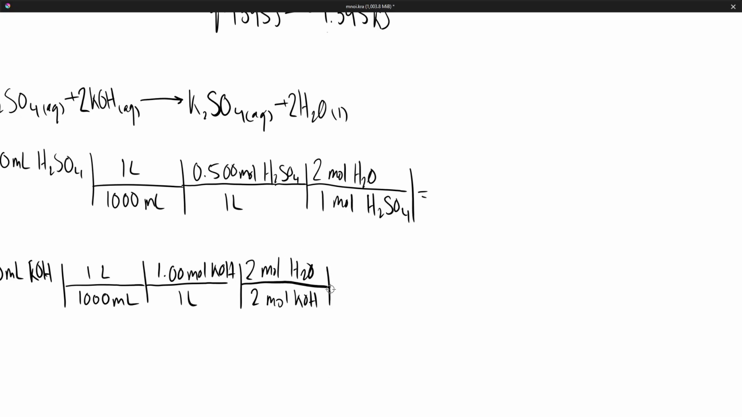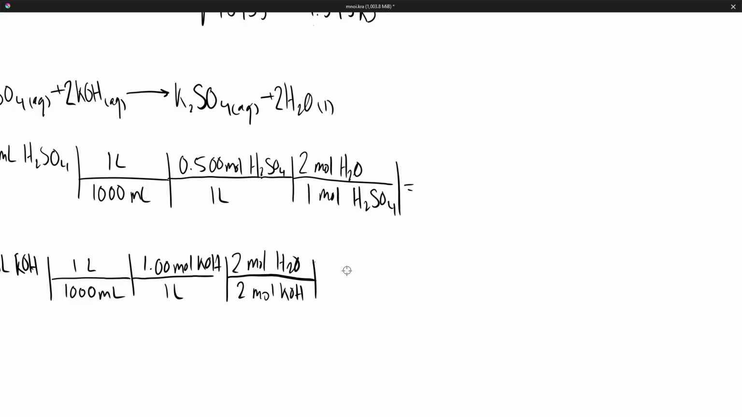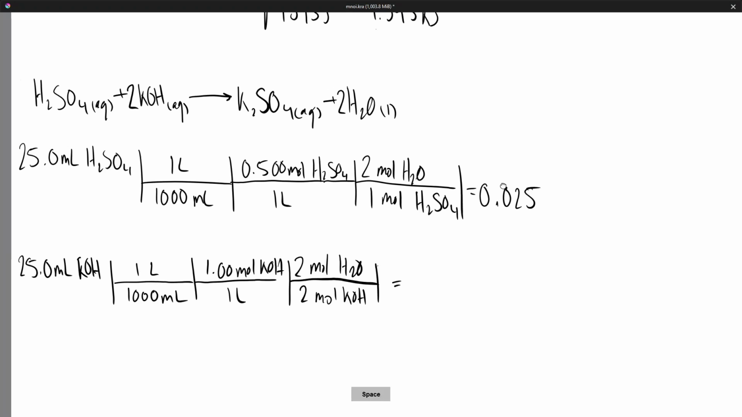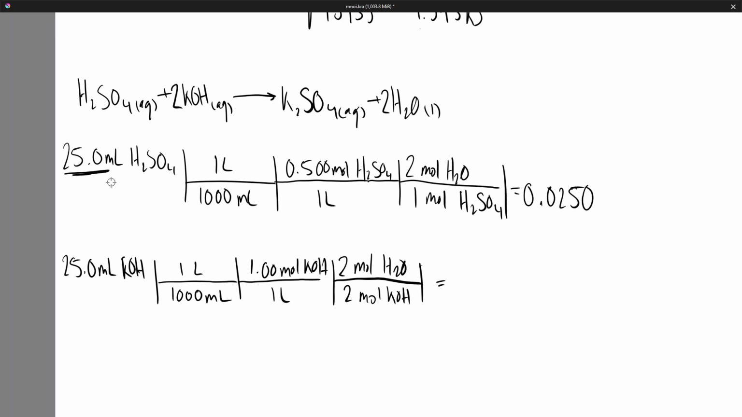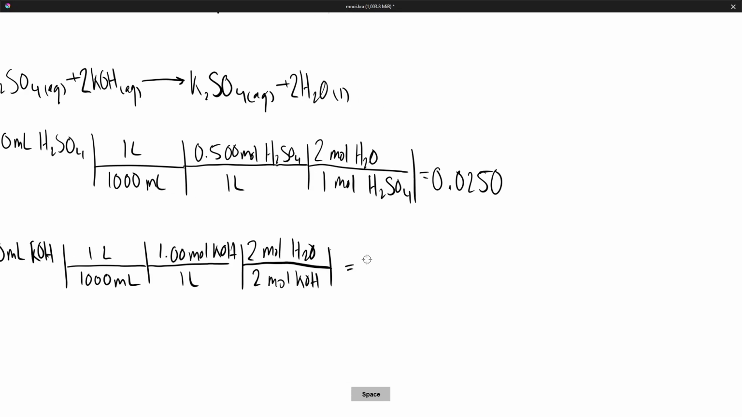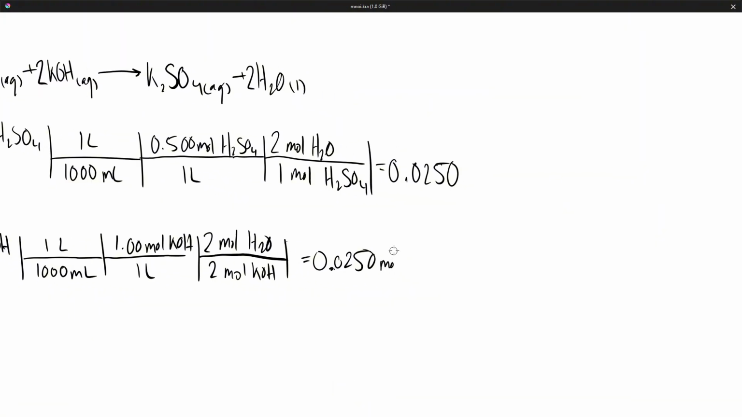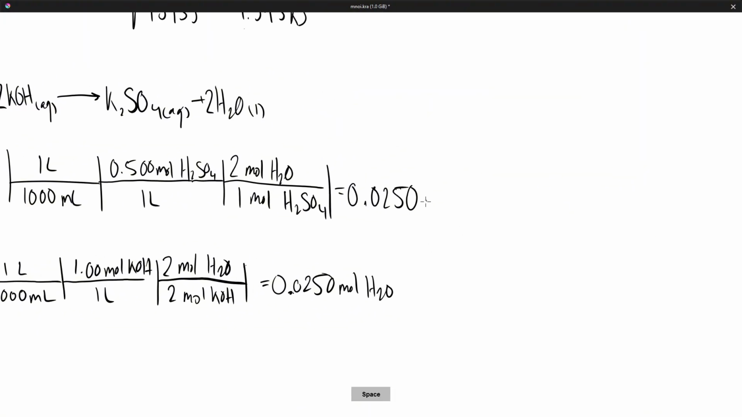It doesn't really matter how you do it, so I'll just keep it like that. Doing the math, you see we actually get the same number of moles of water for each of these: 0.0250. I added a 0 here because we want to keep the same number of sig figs, 3 here. So 0.0250 moles of water. It doesn't matter which one we choose, it'll be the same outcome.